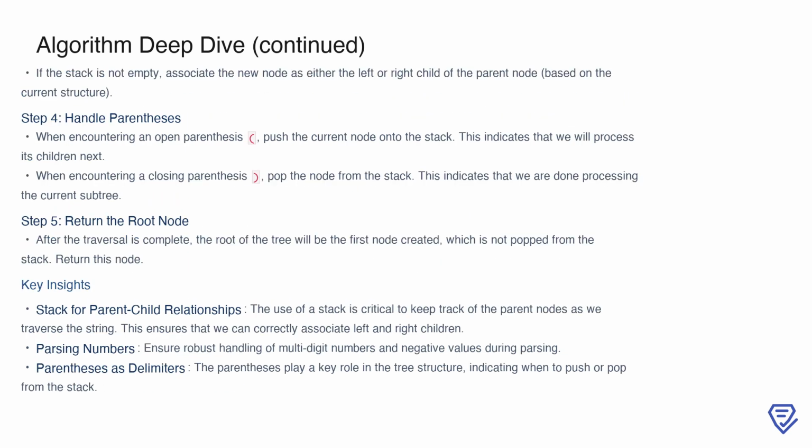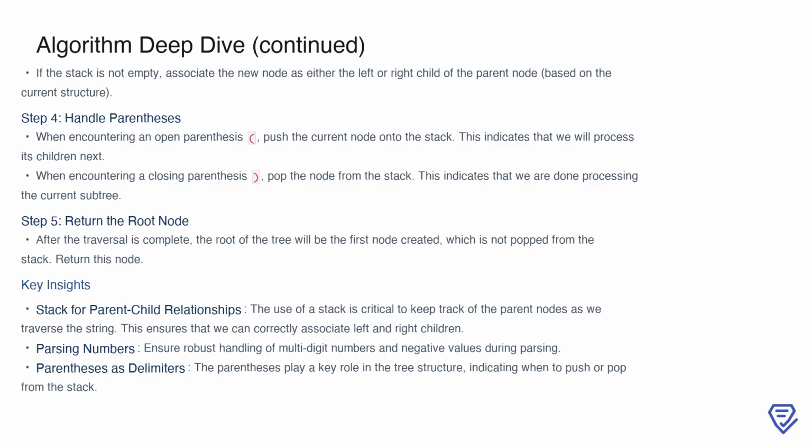After creating a new node, the next step is to determine its relationship with the current parent node. If the stack is not empty, the new node is associated as either the left or right child of the node at the top of the stack, depending on the current structure defined in the string. To handle the tree structure, parentheses play a critical role. When we encounter an opening parenthesis, it indicates that we are about to process child nodes. At this point, we push the current node onto the stack to keep track of it as the parent. Conversely, when we encounter a closing parenthesis, it signals that we have finished processing the current subtree. We then pop the top node from the stack as we move back up the tree.